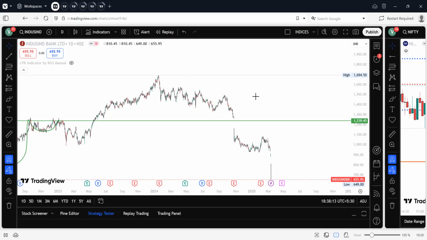Today's topic in the stock market is IndusInd Bank. A 25% correction on a single day. What is the reason behind it? Why has it fallen in such a way? Because IndusInd Bank is a top bank in the banking industry, and it is posting some good profits also. What is the reason behind this? I'm going to break down the reasons for the fall in IndusInd Bank.